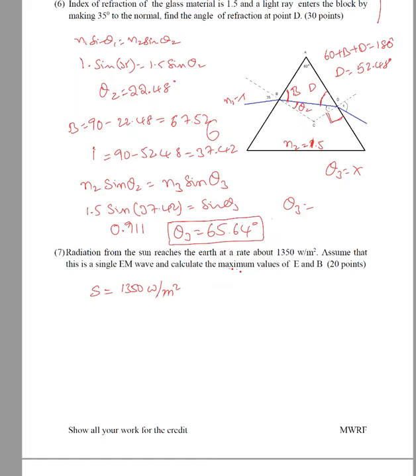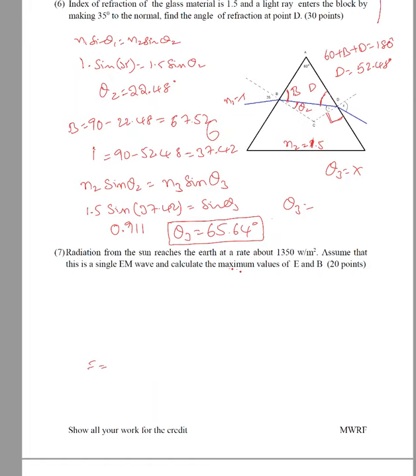So he's talking about finding the maximum value of E and B. It's a direct substitution. We have formulas for both. Here he's asking about maximum values. So I can use S equal to half epsilon naught C times E naught square. Once I find E naught, I can use E naught B naught over 2 mu naught, or I can use half C over mu naught B naught square. So I'm going to use the first one to find E.